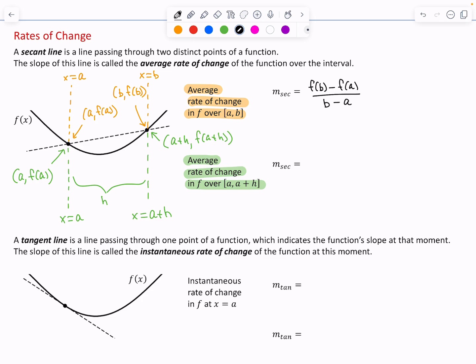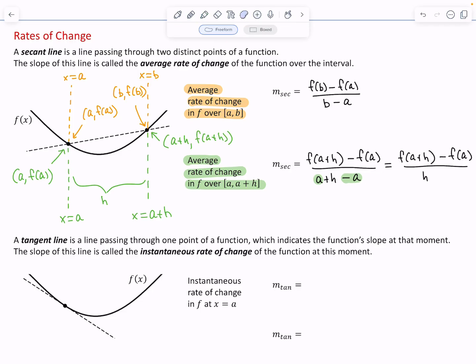Thus, we get the slope of the secant line can be found by doing f of a plus h, which is the second output, minus f of a, which is the first output, and then over the second input minus the first input. But then notice this a and negative a will cancel, giving us simply f of a plus h minus f of a all over h.